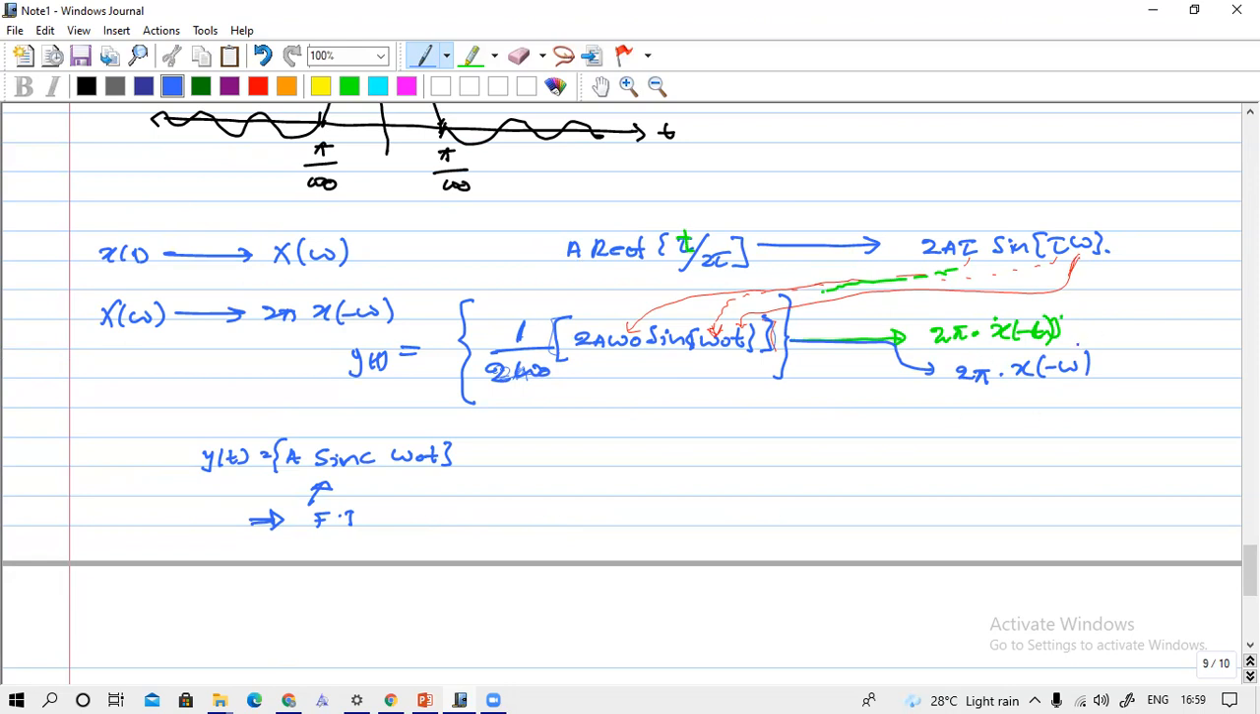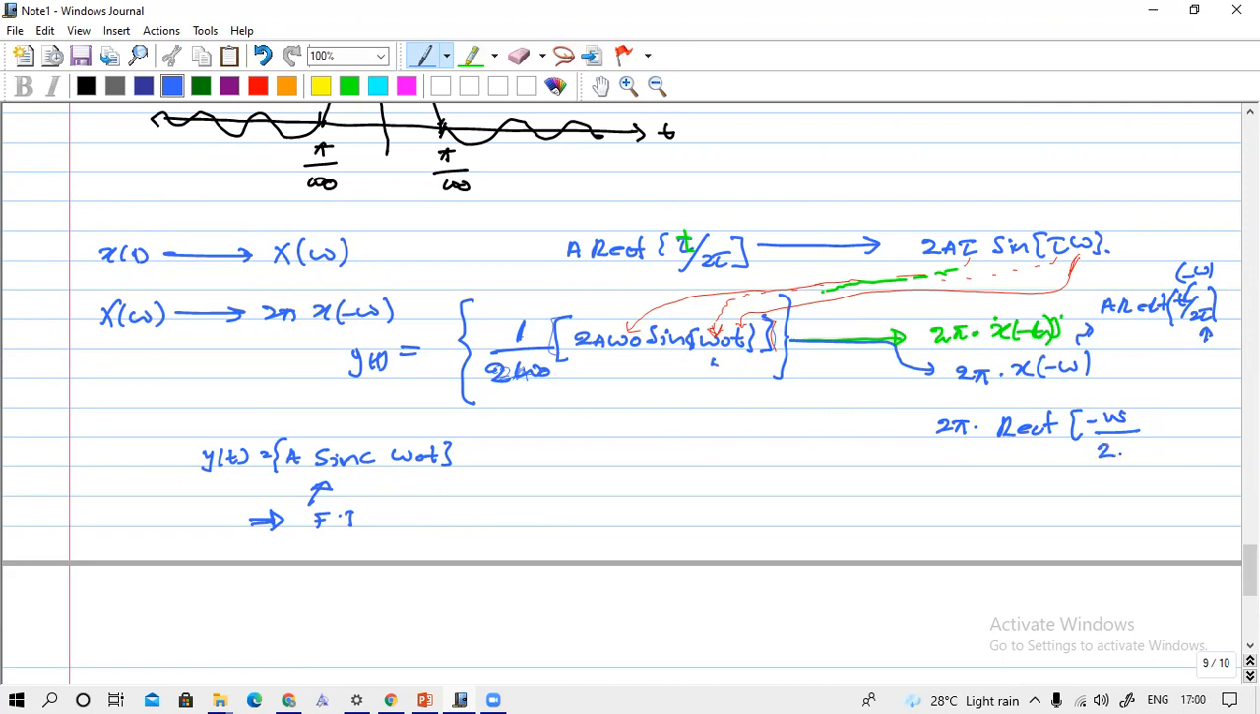So x(t) is a rect t by 2 tau. Instead of this t, I have to put minus omega. So for the transform I have rect of minus omega divided by 2 tau, but this tau is identical to omega naught here.